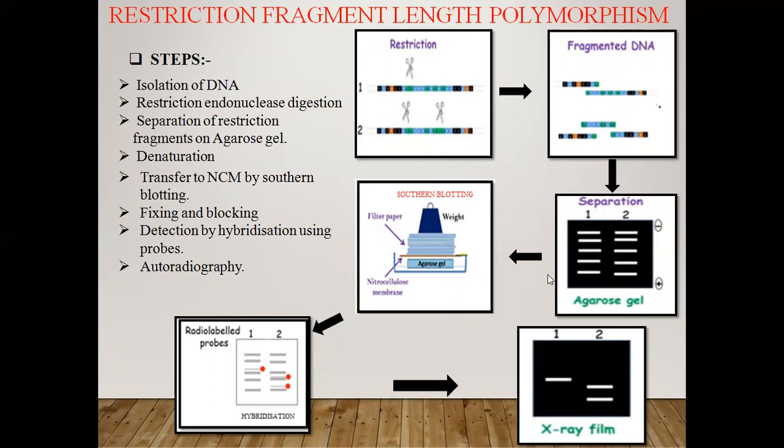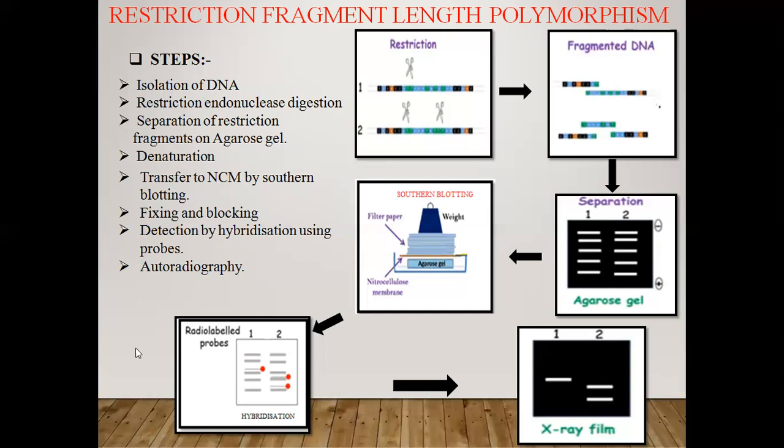After the agarose gel is run, these double strands are denatured. We need single stranded DNA so that radiolabeled probes can bind to them. For denaturation, we dip the gel in sodium hydroxide solution. Then after denaturation, we transfer these strands to a nitrocellulose membrane or nylon membrane. Mostly nylon membranes are used now. This process is called Southern blotting. Southern blotting is the technique used to transfer these strands to a membrane, so that they can then be fixed.